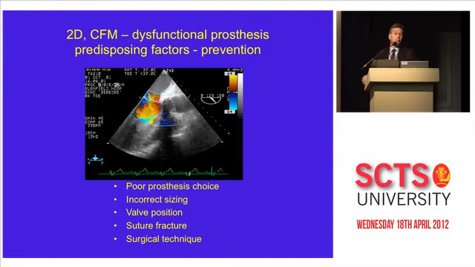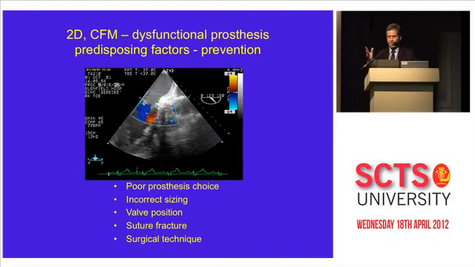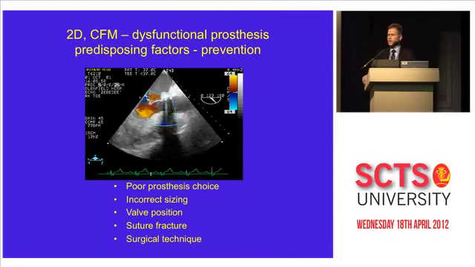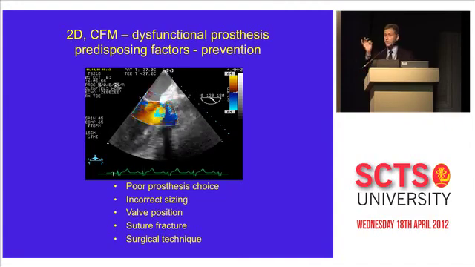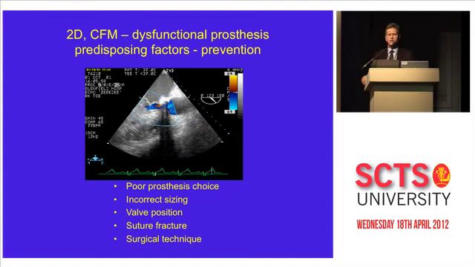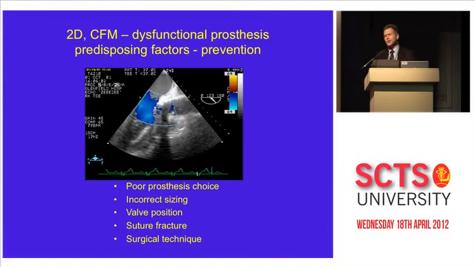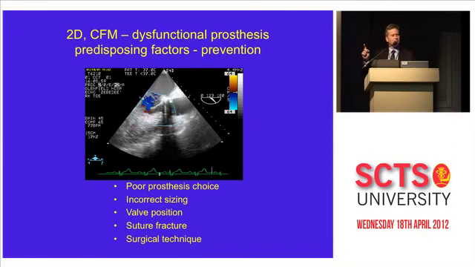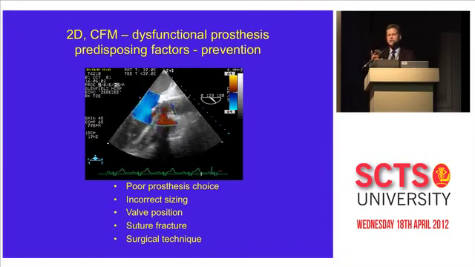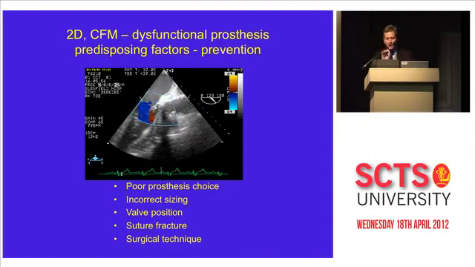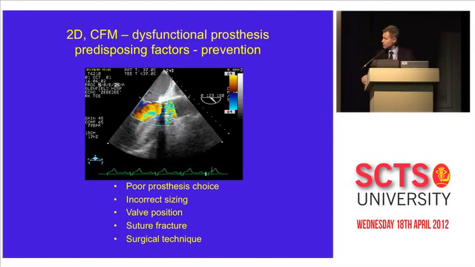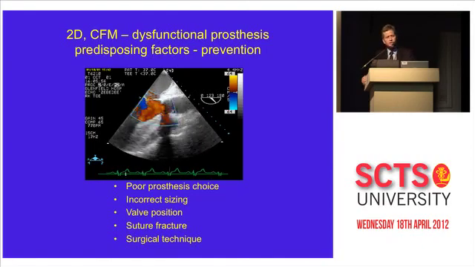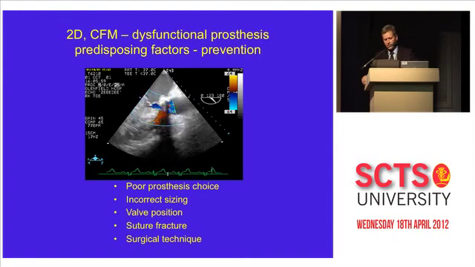One is a poor prosthesis choice. You all work with different surgeons, and some surgeons individualize their operation: for this specific patient, this specific valve is the best. Other surgeons are quite conservative, and they just put in one specific valve for one specific operation. They've got one type of aortic valve, and that's what they put in. It's quite nice to work with surgeons who think a little bit, make a plan, and change the procedure, the approach, and the prosthesis. So a poor prosthesis choice can lead to paravalvular leak.